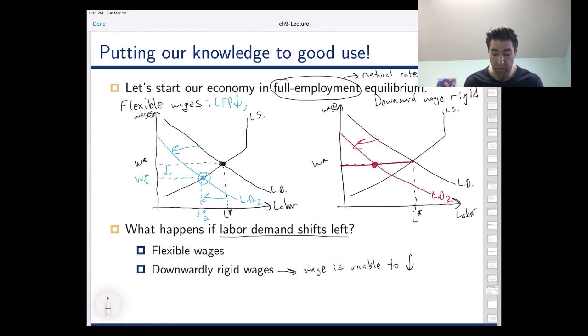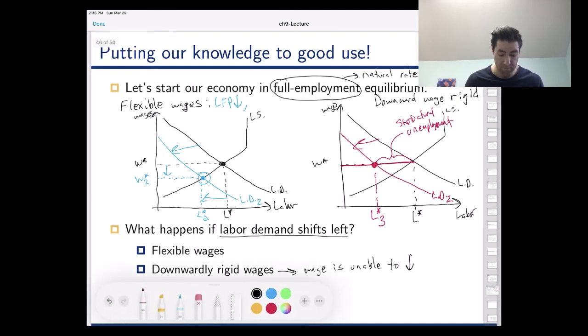And so the new L, I'll call this L star 3 to distinguish it from the other one, is going to imply a lower level of employment than in the flexible wage case. And notice that now we've created some structural unemployment. Right? So now the unemployment rate has gone up as a result of a decrease in labor demand.